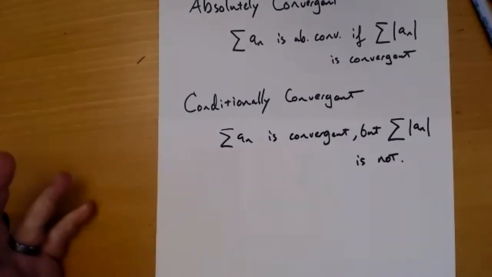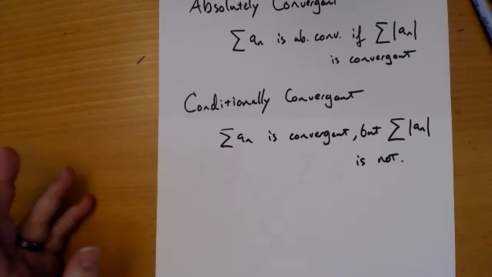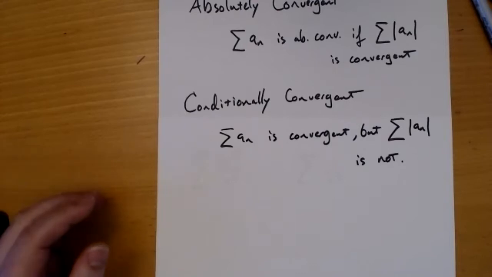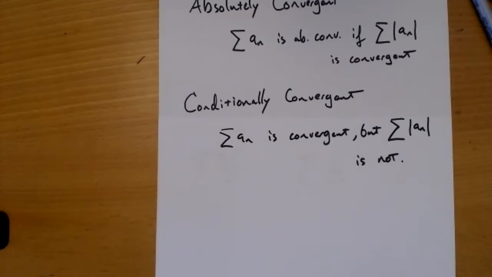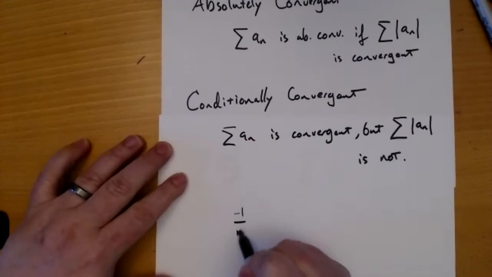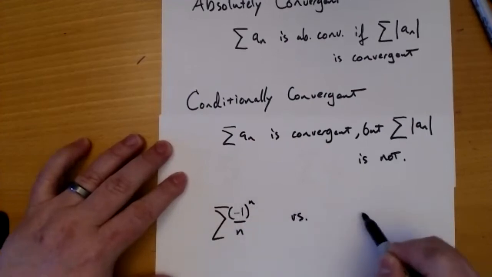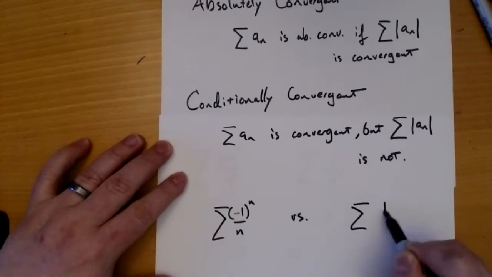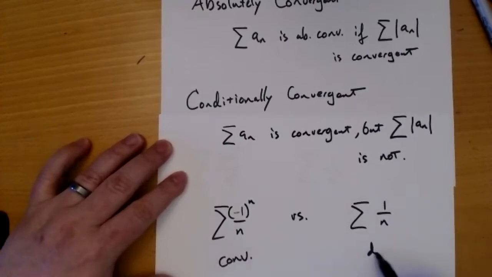So it basically always diverges, but if I put a flipper on it, it will converge. Harmonic series? Yes, the harmonic series. It's the classic example. The alternating harmonic series versus the harmonic series. This converges, this diverges.